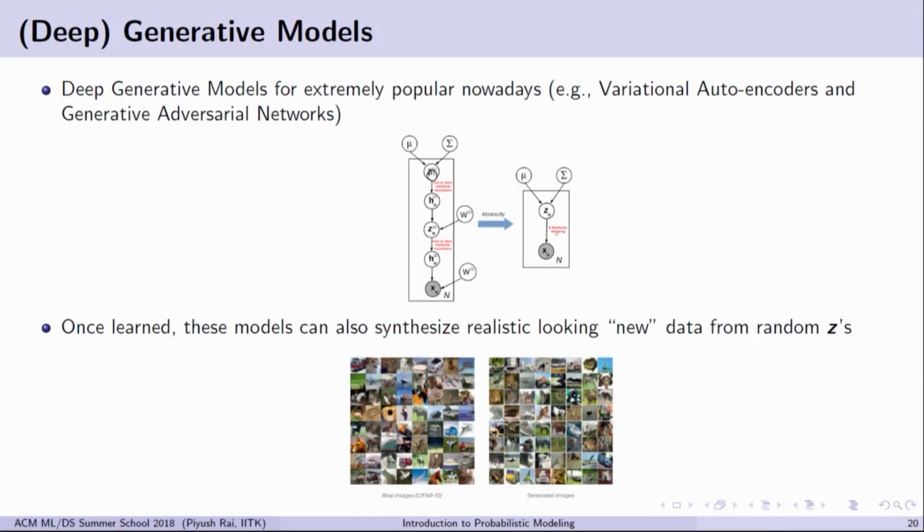As this pipeline shows, you can have some observed data modeled by a sequence of hidden variables or latent variables. You can learn this model where these latent variables are just random variables. Once you have learned this model, you can input another random variable, and the model will synthesize a new data point that looks very realistic. It looks very similar to the data that you have used to train the model.